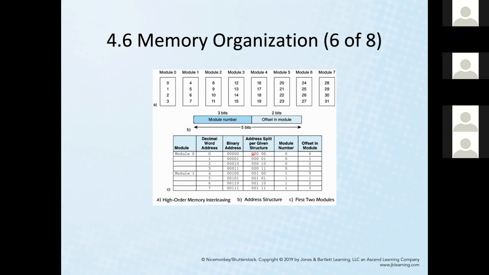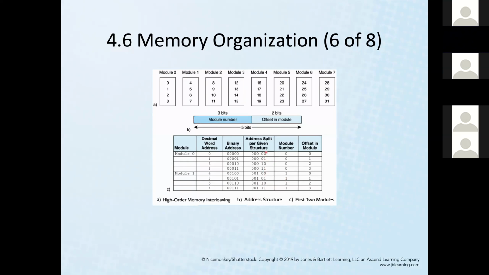So let's see, for the decimal address 0, which module is connected to decimal address 0? It's 0, 0, 0. So the module number is 0. Let's go to the next address. Again, the left 3 bits are 0, 0, 0. So which module is connected? 0. Next address, again 0. Until number 4. When we reach number 4, the left 3 digits show the number 1, and it refers to module 1. Number 5, again module 1. Number 6, again module 1. Number 7, again module 1. If we go to number 8, we will switch to module 2.